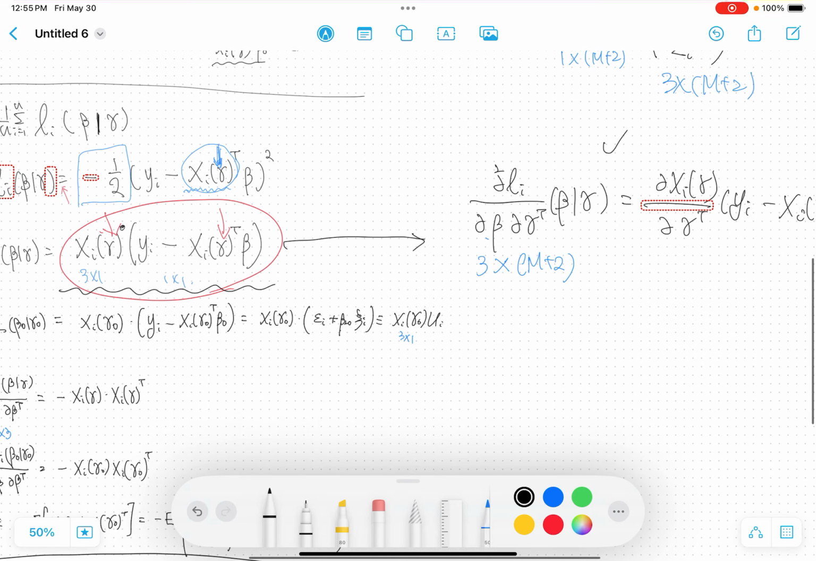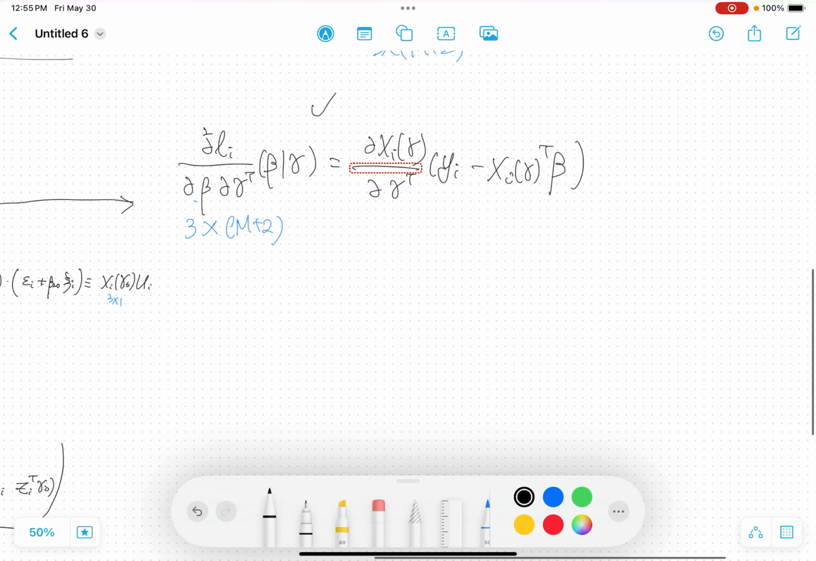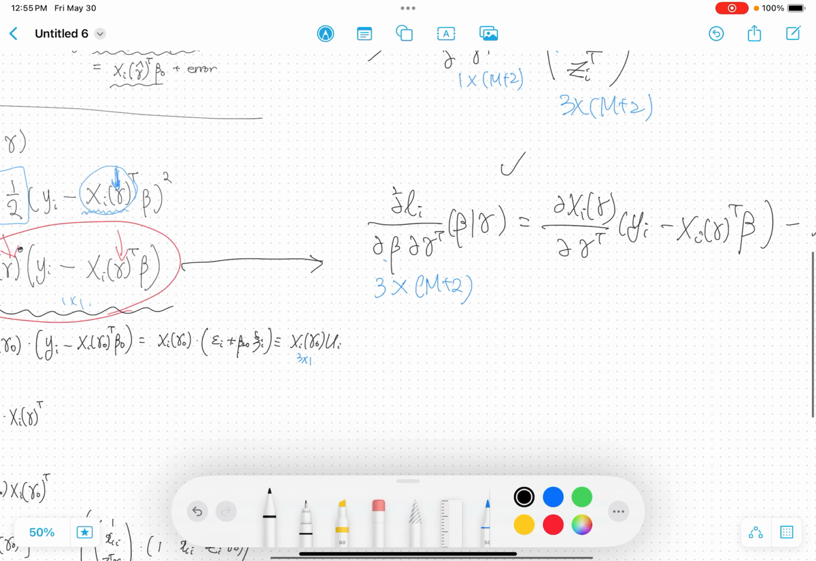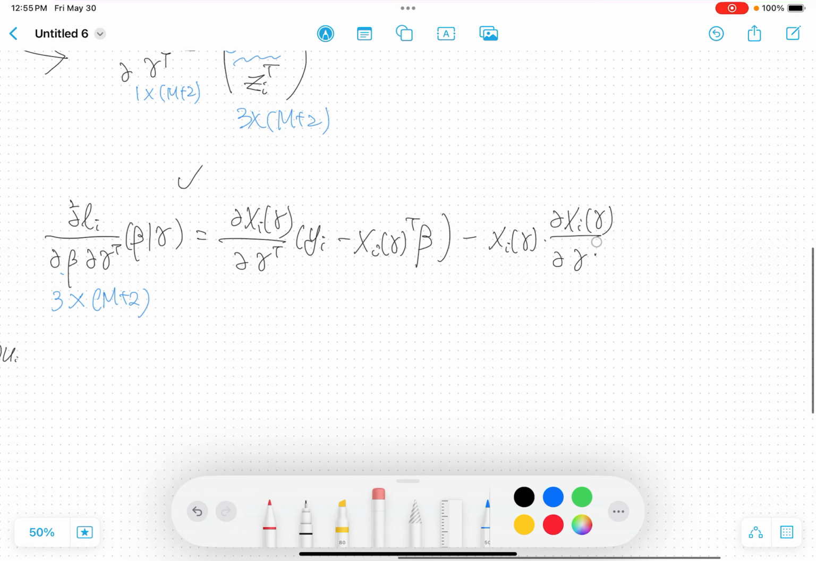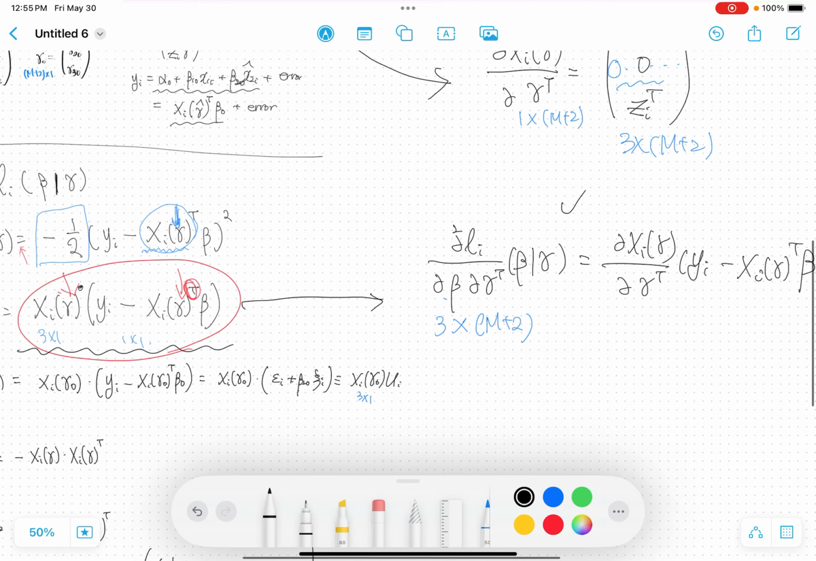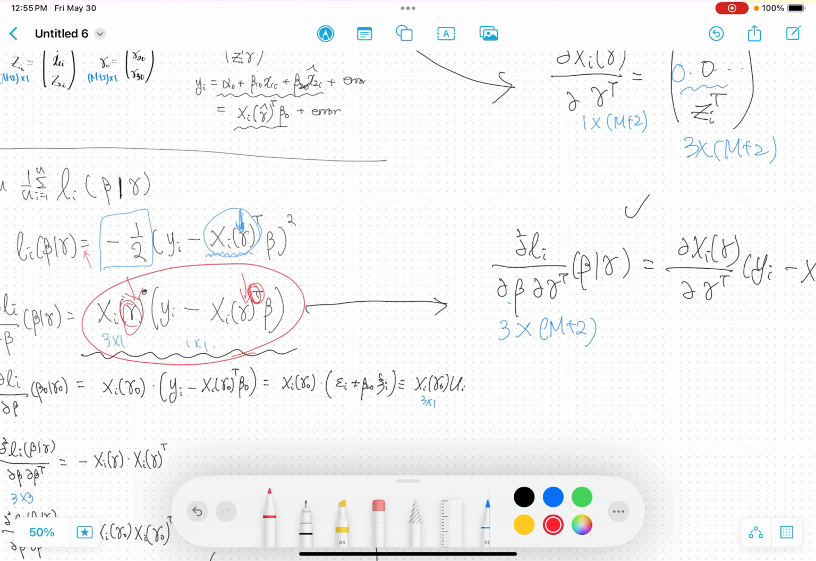To do that, you will get minus xi gamma times xi gamma transpose, but because of this transposition, we will have to transpose again. So transpose here, and it is not transposed here, and times beta. This is the derivative. Okay, it's a simple derivative. Just differentiate here and here.